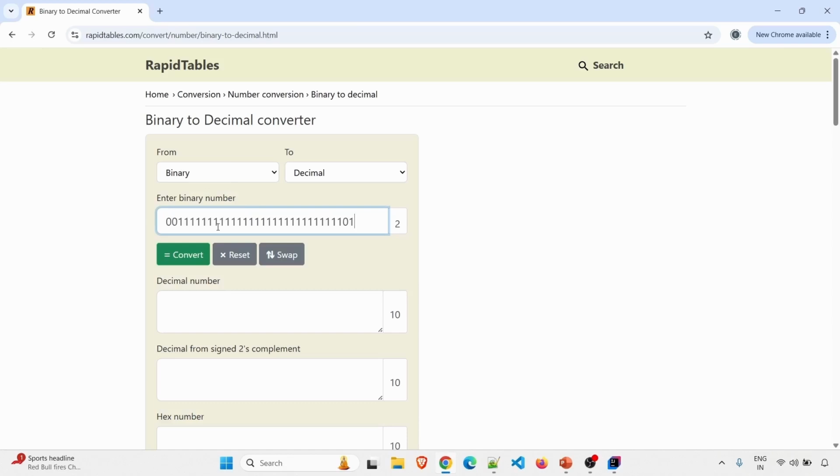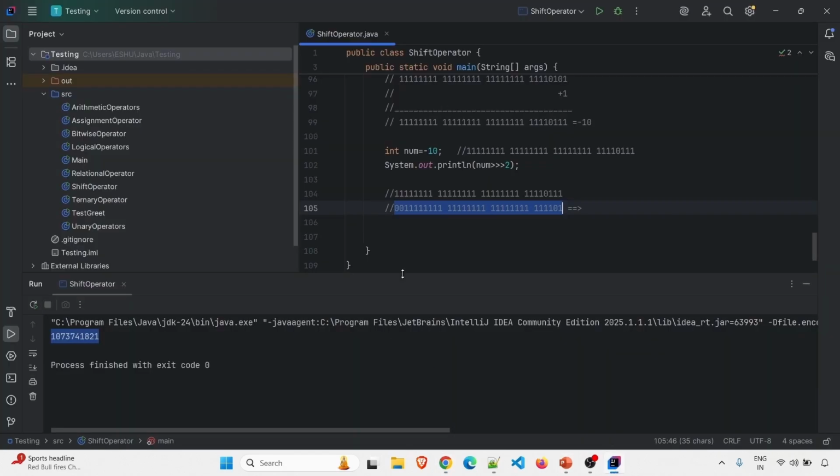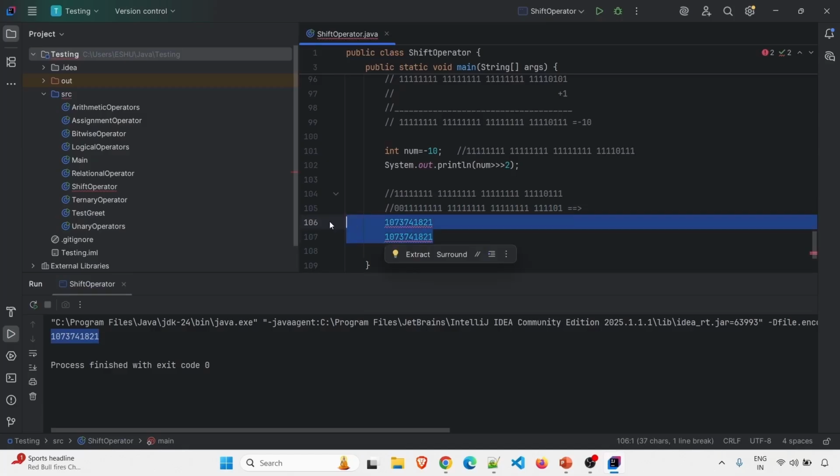So I will just enter my binary number, convert. So this is the value which we are seeing here as well. I will copy here and I will copy here. If you see, both the values are same. That means our code is working properly. And I have shown you internally what is happening at the bit level.